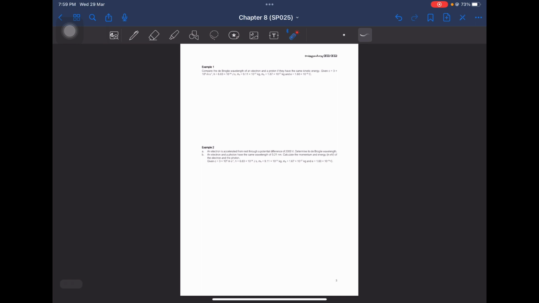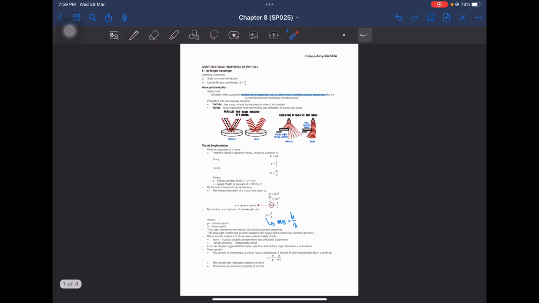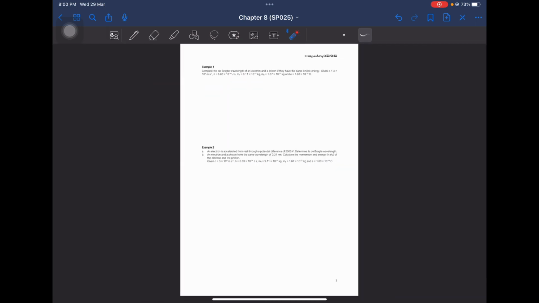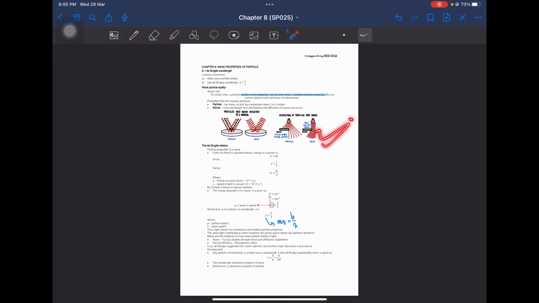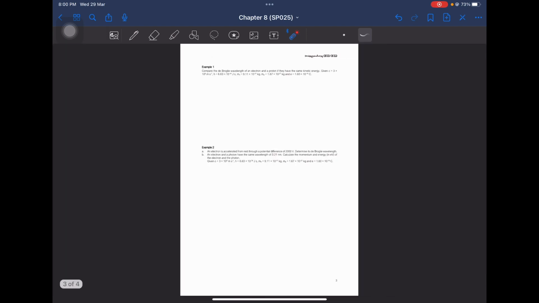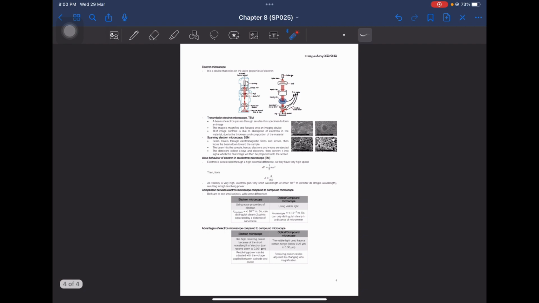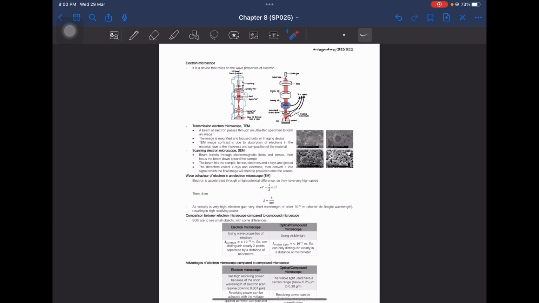Right, so let's look at example 1. I believe this example 1 should actually be here, but that's not the problem. Let's just look at the electron microscope first.